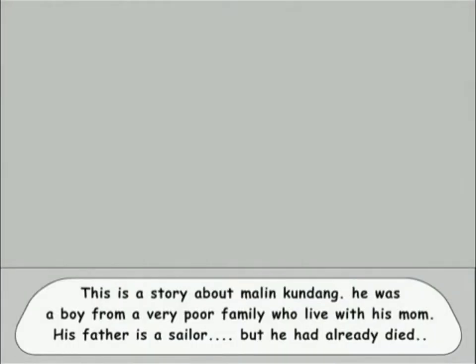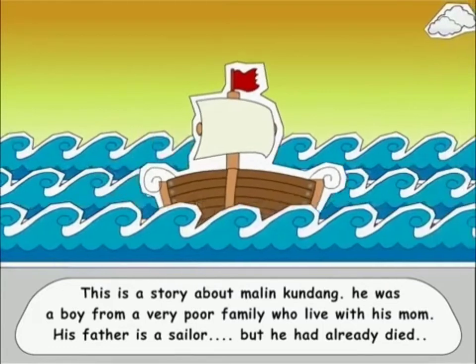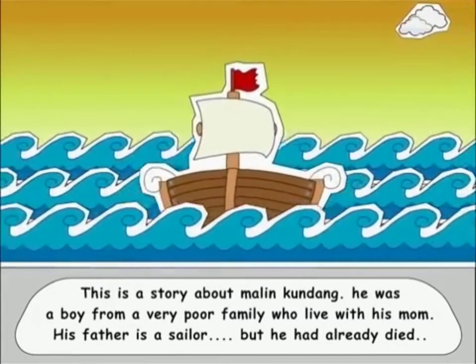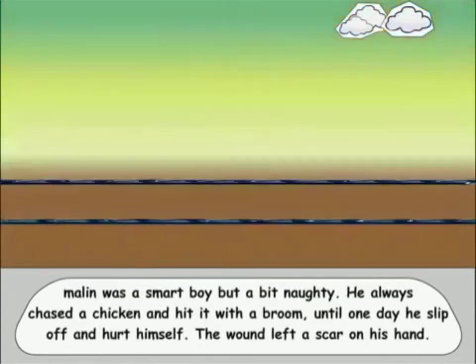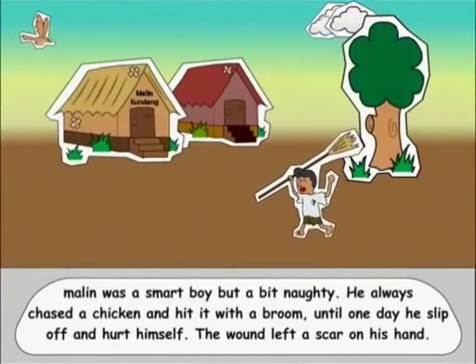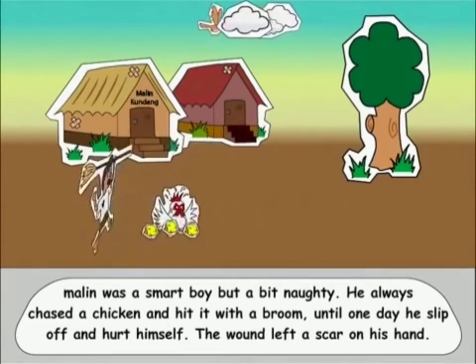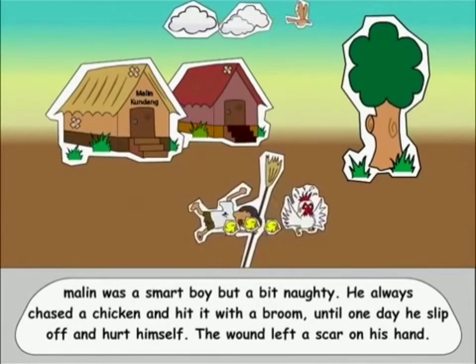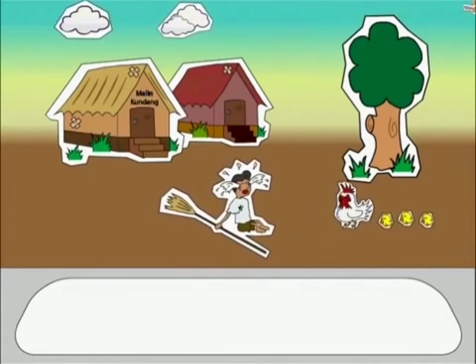This is a story about Malin Kundang. He was a boy from a very poor family who lived with his mom. His father is a sailor, but he had already died. Malin was a smart boy, but a bit naughty. He always chased a chicken and hit it with a broom and until one day he slipped off and hurt himself. The wound left a scar on his head.